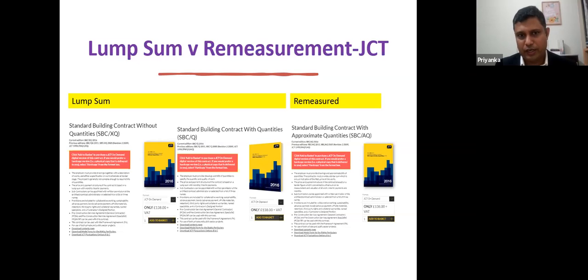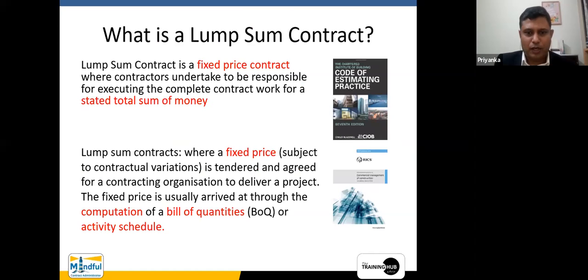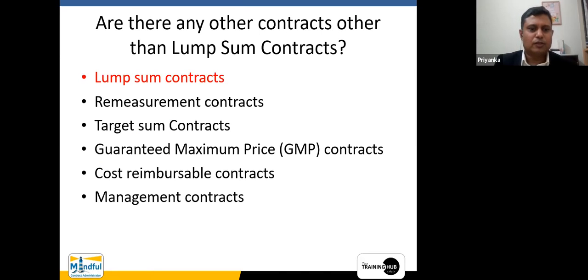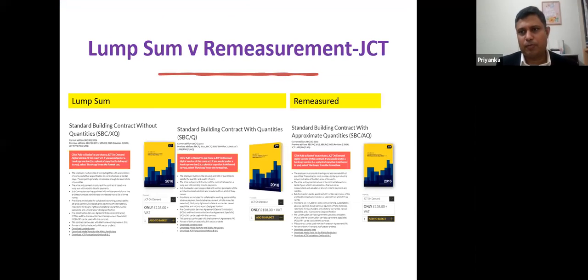Standard building contract without quantities is there, and standard building contract with quantities is there. This is why, when you go a few slides up, the RICS has defined this as the fixed price. The fixed price is usually arrived at through the computation of a bill of quantities or activity schedule. Activity schedule and bill of quantities are two different things which we will be discussing separately. So the JCT accommodates these two requirements within standard building contract with quantities and without quantities. Then there is a separate standard form issued by JCT called standard building contract with approximate quantities. This is very similar to the remeasurement type of contract which you encounter in the FIDIC.